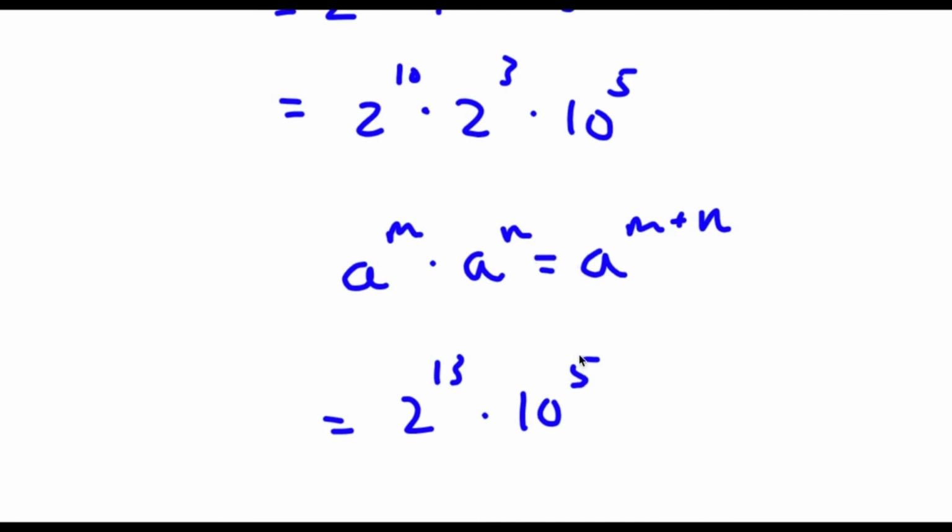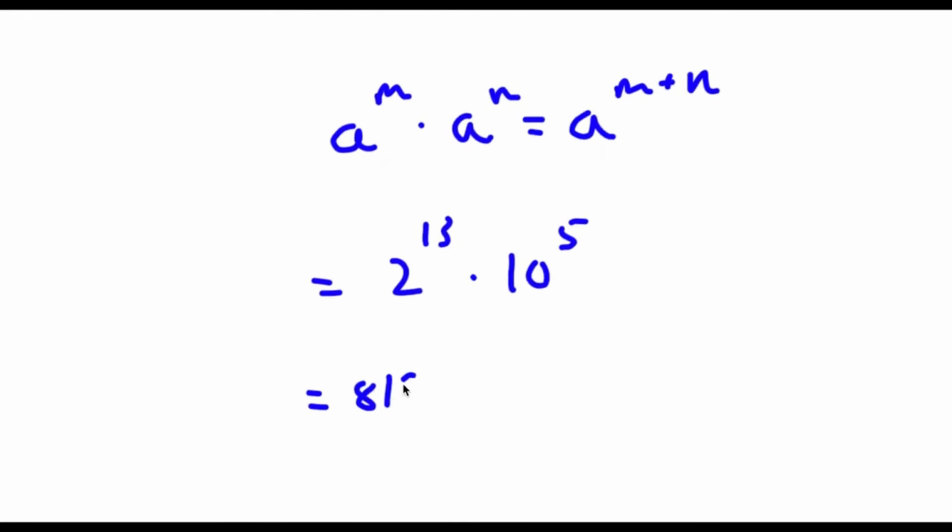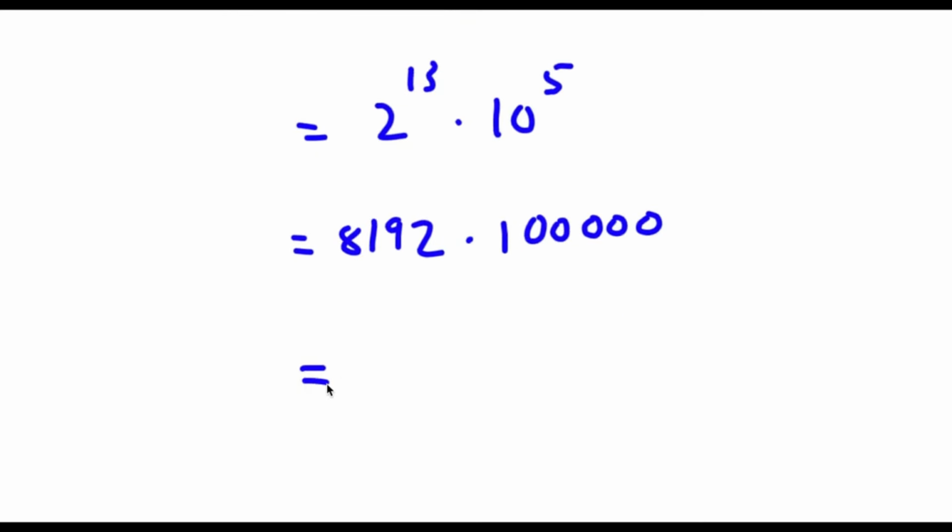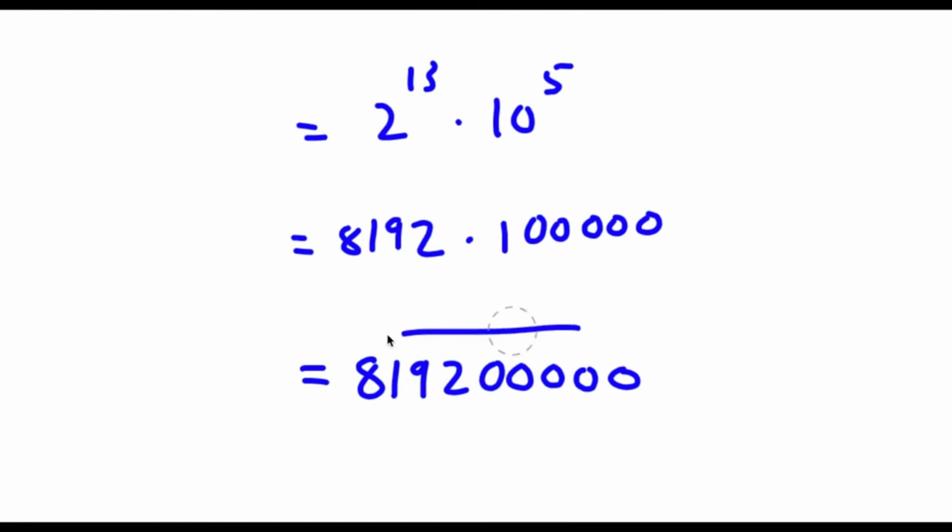And 2 to the power of 13 is equal to 8,192. And 10 to the power of 5 is going to equal 1 with 5 zeros. So 1, 2, 3, 4, 5. Now if I multiply these two, 8192, 0, 0, 0, 0, 0. So this is my answer.